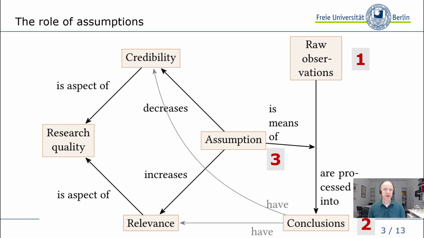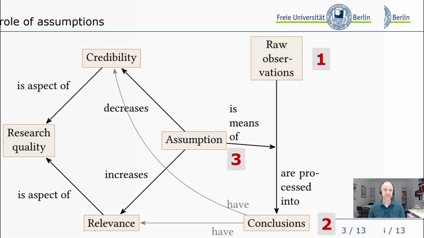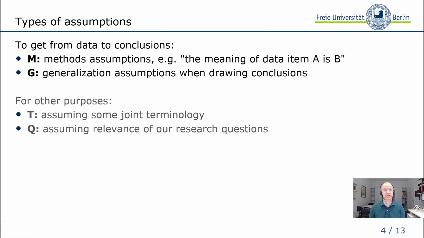What role do assumptions play for research quality? We start looking at this diagram on the right at number 1. When we run an empirical study, what we have first is raw observations, and what we want to get is conclusions. And the assumptions are often a means of getting to those conclusions. There are basically two types of assumptions, there are more overall, that we use in this step to get from data to conclusions. One is methods assumptions, in particular how we interpret certain data. The other is generalization assumptions, which we need to make when we draw the conclusions themselves.